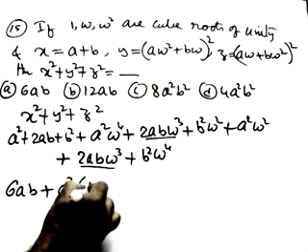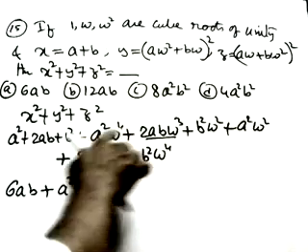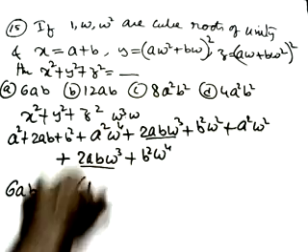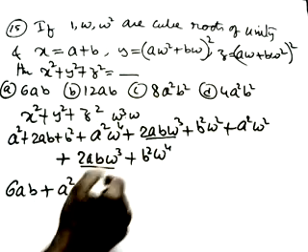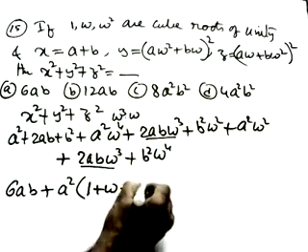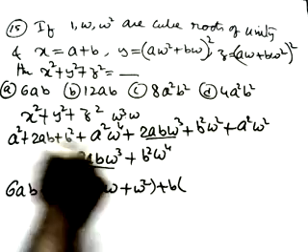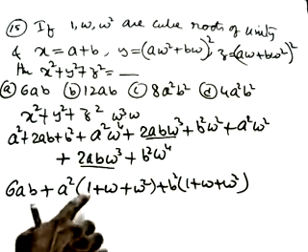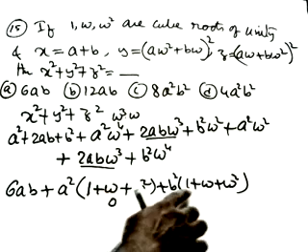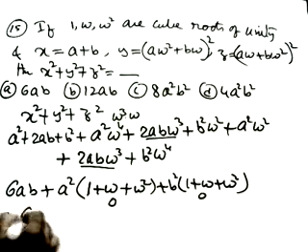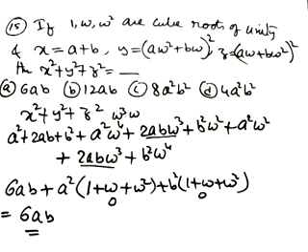Now let me take a square common here. If you take a square common here, it is left with 1. Now where is the second a square? Here. Omega power 4 can be written as omega cube into omega. Omega cube is 1, 1 into omega is omega. So here omega is left, plus here is a square omega square. In the same way, if you take b square common, 1 plus omega plus omega square, you will get the same. But we know 1 plus omega plus omega square is 0. So this will be 0. What is left here? 6ab. So this is the answer, 6ab.